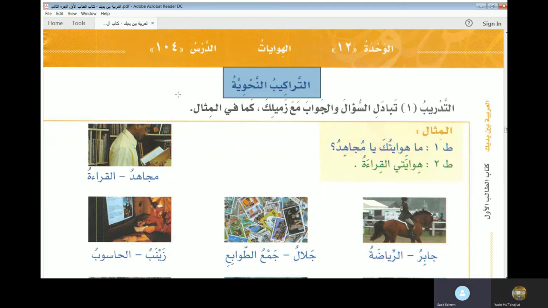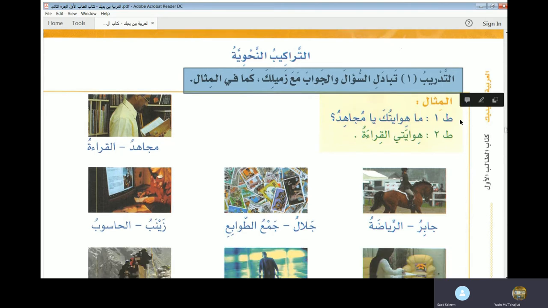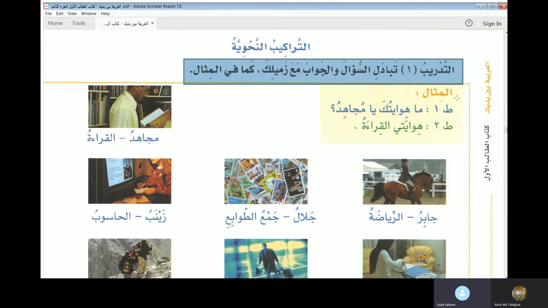At-tarakib an-nahwiyya. Nahwiyyatu, grammatical structures. Oh, grammatical structure, you say? Grammatical structure? Yes. Okay. That's Tadrib Awwal.